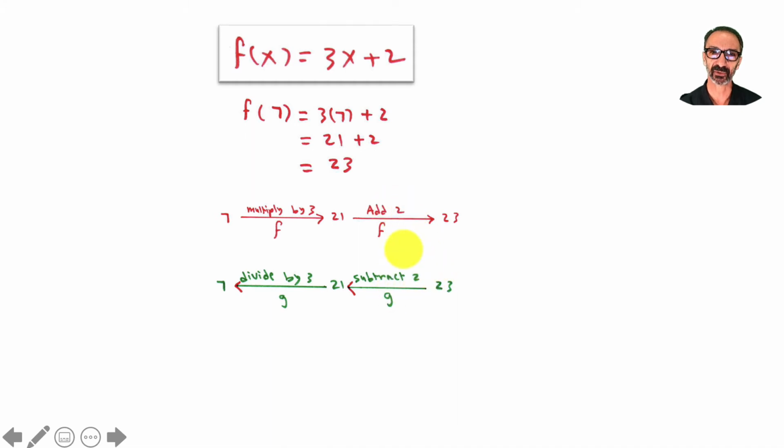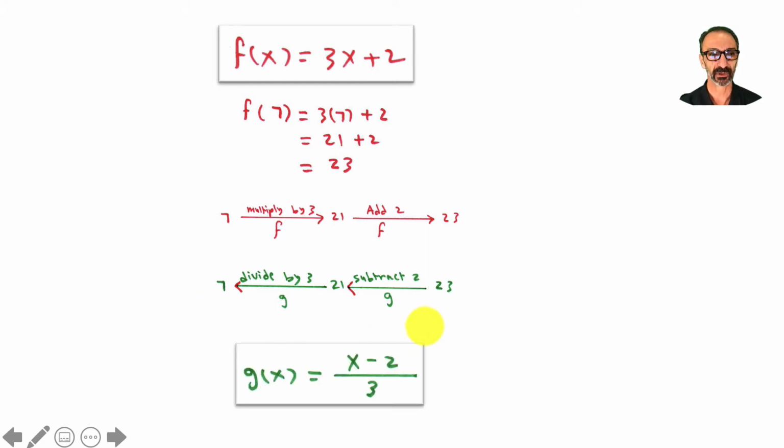Going backwards, from 23, subtract 2. Because you were adding 2, you're going to take it back step by step. So the last step in the first equation will be the first step in the inverse mode. Subtract 2, I get 21. Now instead of multiplying by 3, we're going to divide by 3. You get 7. If you like concepts, if you like shortcuts, that's how it works.